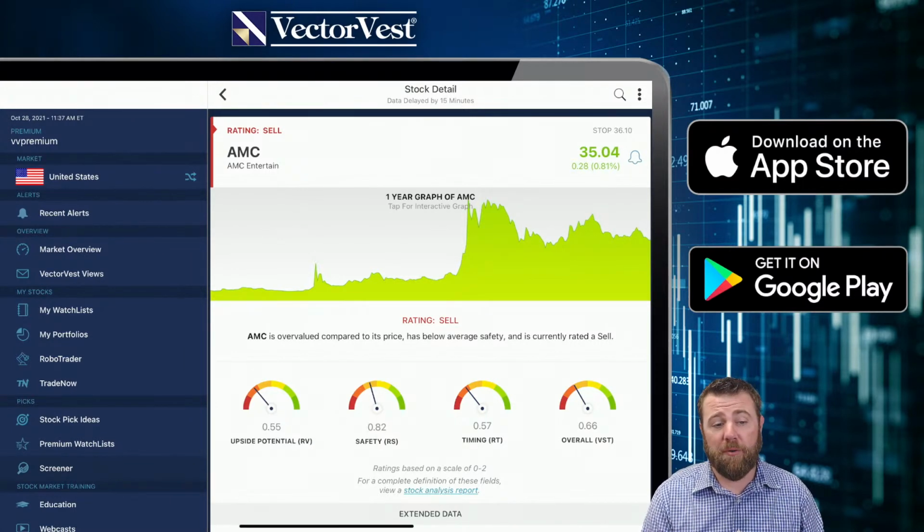Also, we've gone from our highs of, what was it, like $72, I believe, on AMC to where it's trading at 35. So it's gone down about 50% from its highs over the last 6 months. So no surprise seeing that RT below the level of 1 right now. Therefore, for the time being, it is not favorable.